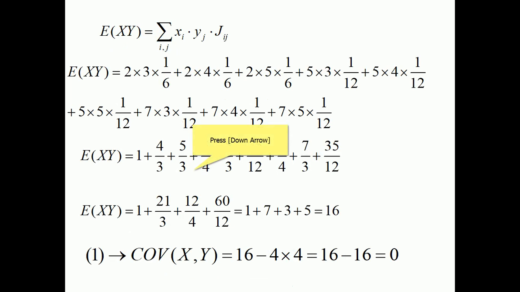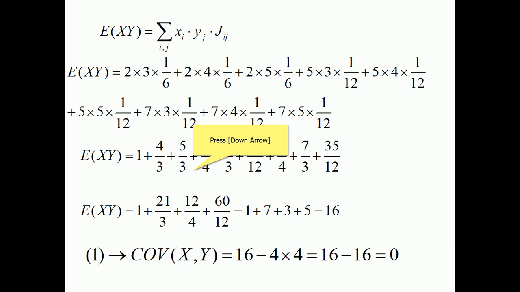And expectation of xy is equal to summation of xi into yj into fij. X value 2, y value 3, the corresponding probability value from the given table is 1 by 6, plus 2 into 4 into 1 by 6 plus 2 into 5 into 1 by 6 plus 5 into 3 into 1 by 12 plus 5 into 4 into 1 by 12 plus 5 into 5 into 1 by 12 plus 7 into 3 into 1 by 12 plus 7 into 4 into 1 by 12 plus 7 into 5 into 1 by 12. If I simplify this, it comes out as 16.